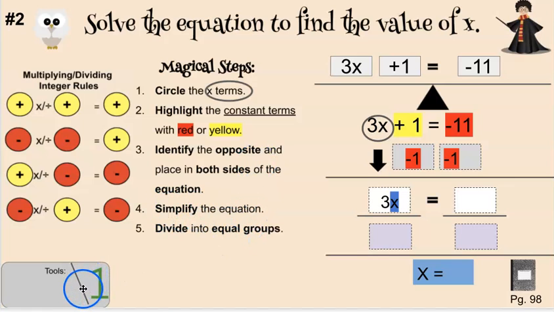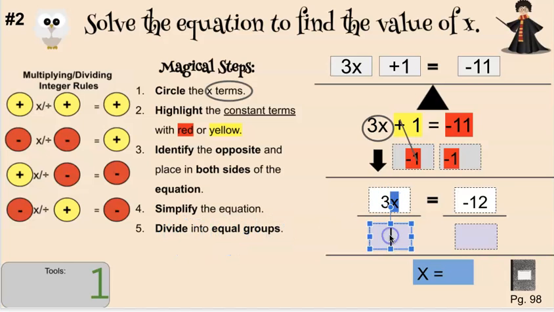So I'm going to get my magical stick here and make that into 0 pairs, +1 and -1, that is 0 pairs, so there's nothing left except for 3x. On the other side, now I have red and red, and you combine them together, so that's going to be -12. Okay, so as we are simplifying the equation, now we can go to step 5, divide into equal groups.